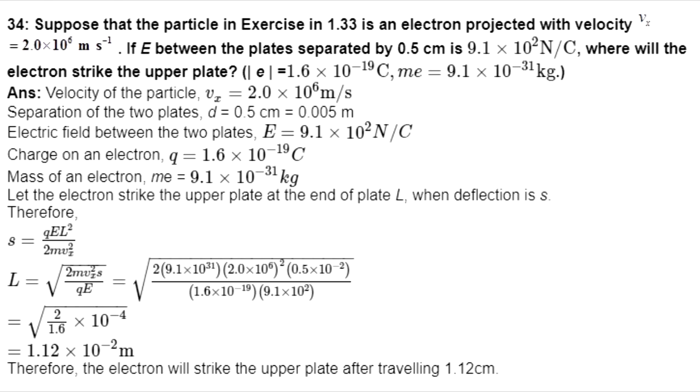Question 34. Suppose in the previous question an electron is projected with velocity vx of 2 times 10 to the power 6 meters per second. The plates are separated by 0.5 centimeters, and the electric field is 9.1 times 10 to the power 2 Newton per coulomb. Where will the electron strike the upper plate? So here if you put the values in the equation for s, then L comes out to be 1.12 times 10 to the power minus 2 meter. So the electron will strike the upper plate after traveling 1.12 centimeters.